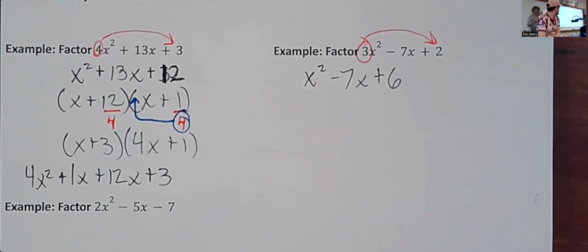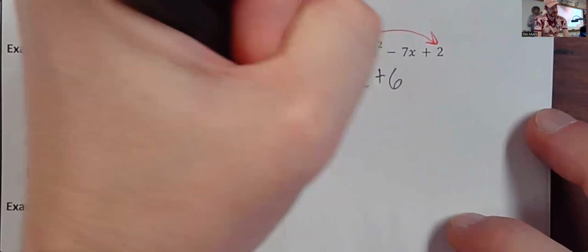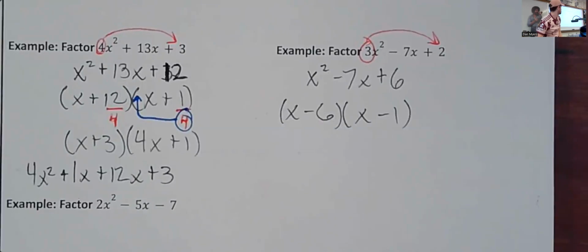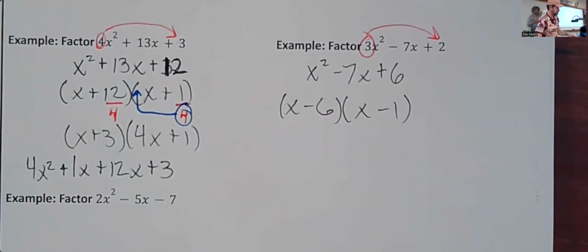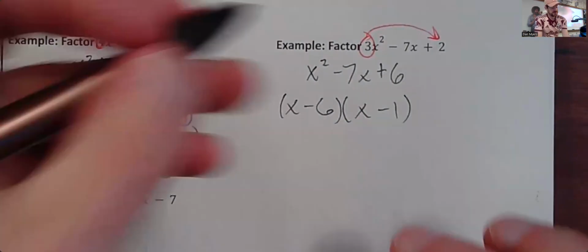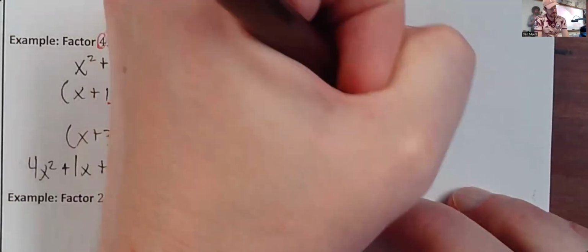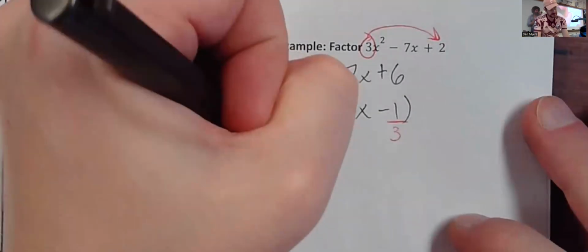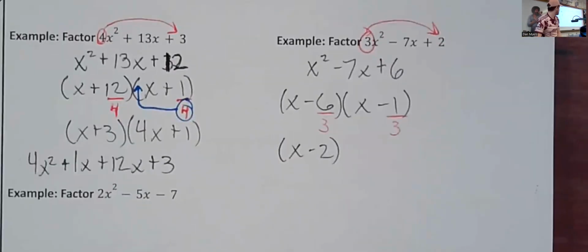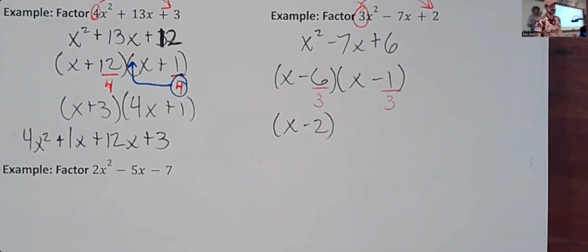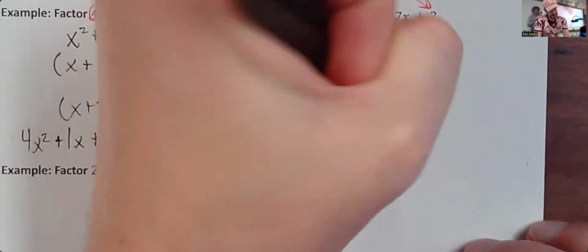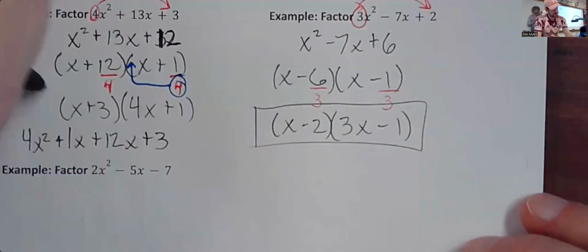What are the two factors that'll multiply to a positive 6 and add to a negative 7? Negative 6 and negative 1? Yeah. So x minus 6, x minus 1. All right, then we're going to take the original value of a, which is 3. Divide both of those numbers by 3. If it divides evenly, divide it evenly, which 6 divided by 3 is 2, so that'll give us x minus 2. However, if it doesn't divide evenly, or if it's a fraction and you can reduce the fraction, if there's still a denominator, that denominator slides in front of that particular value of x. So we'd get 3x minus 1 there. And that will be our answer.